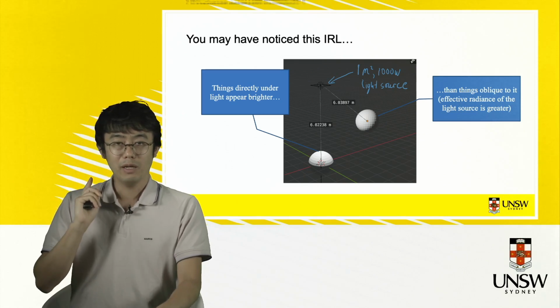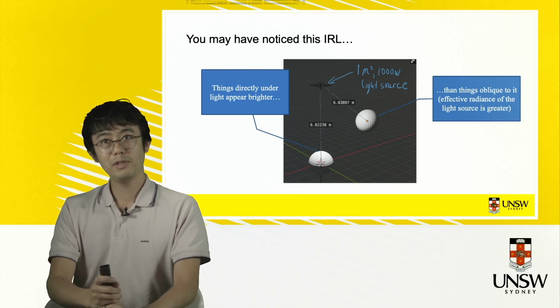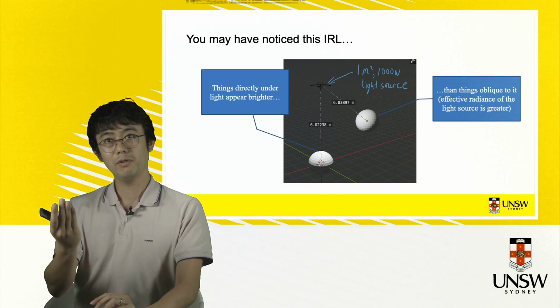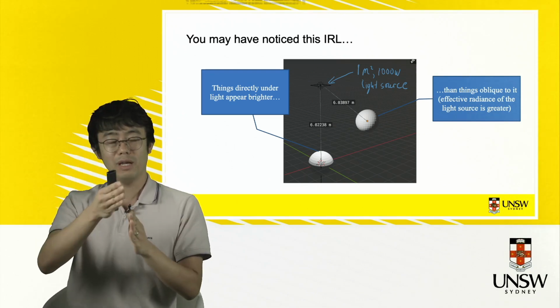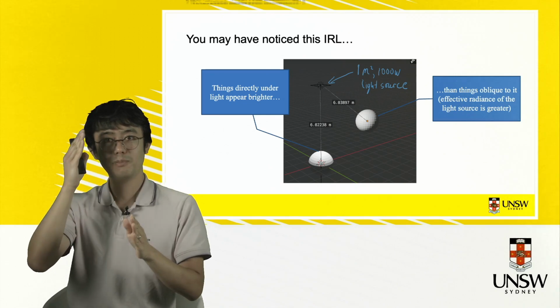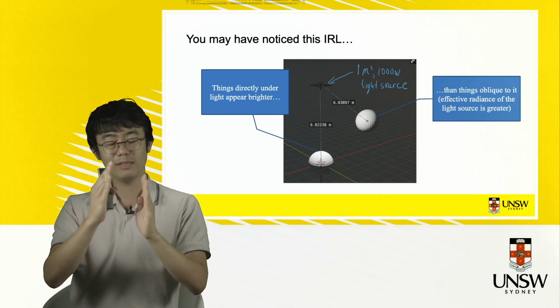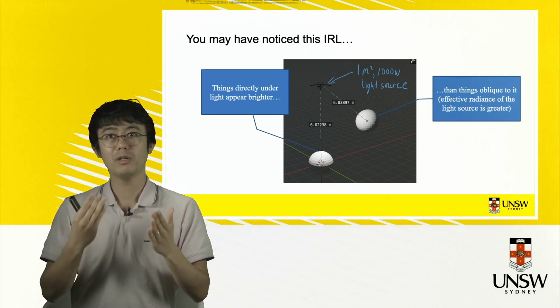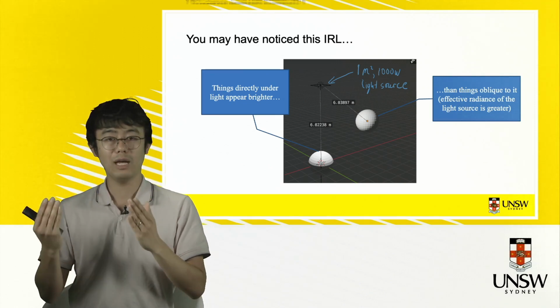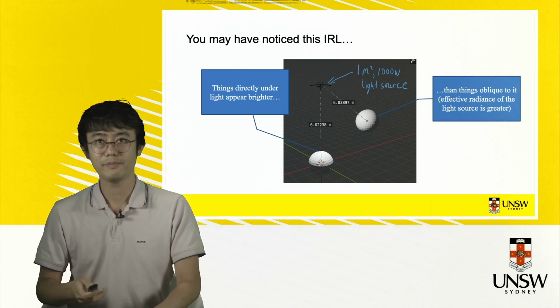So now if you look at the simulation here, we have factored in the distance. If you look at the ball directly under the light source, it's much better lit than the ball that's to the side, even though it's the same distance. So the angle appears to matter in this case.